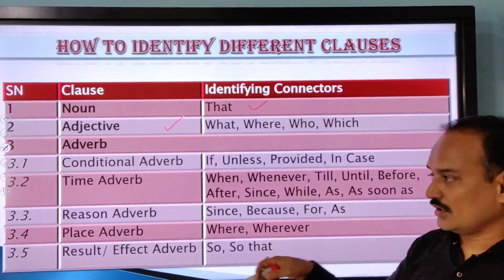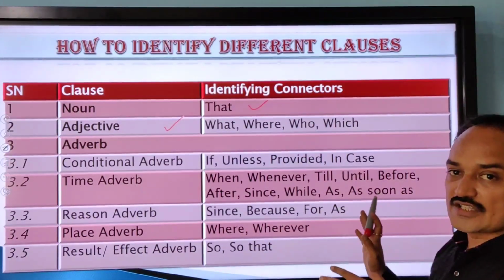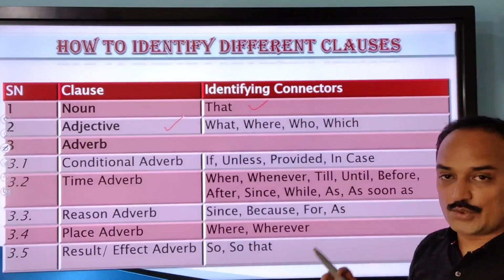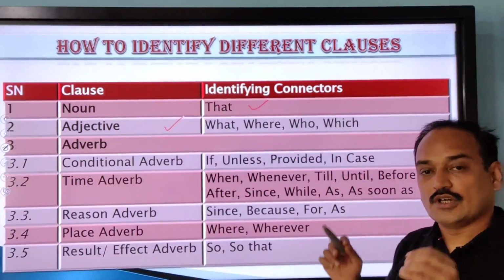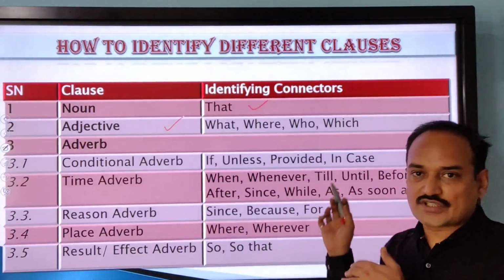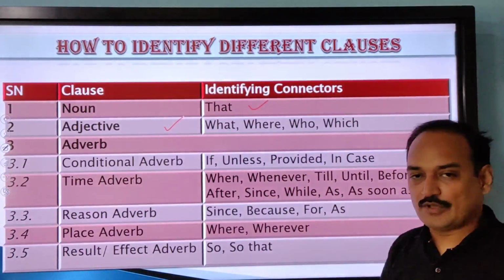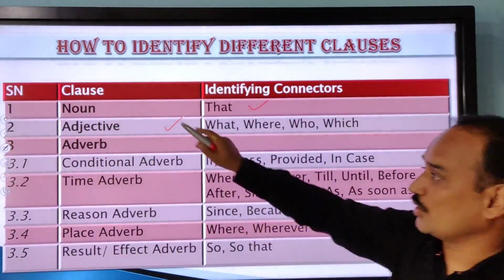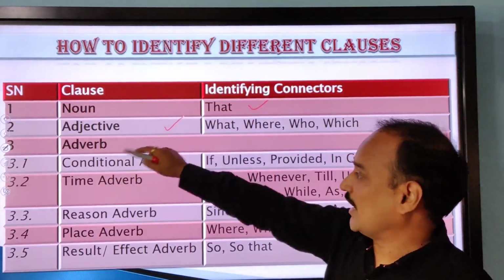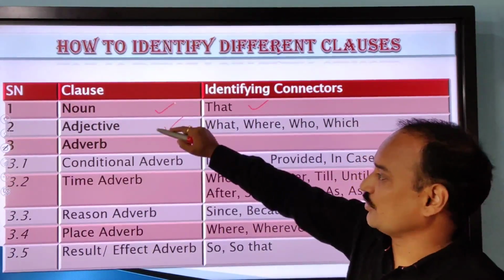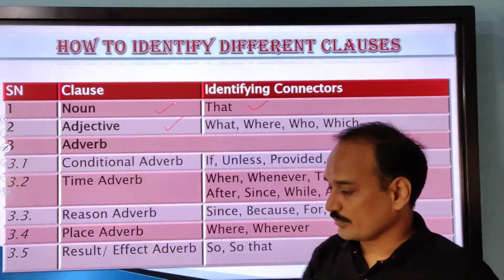The previous slide is again given in chart form to keep it in mind and to understand better. You can say that if this chart is in your mind, very easily you will be able to identify what clause is there. As it is said, the first clause is the noun clause. Let us see what a noun clause is.